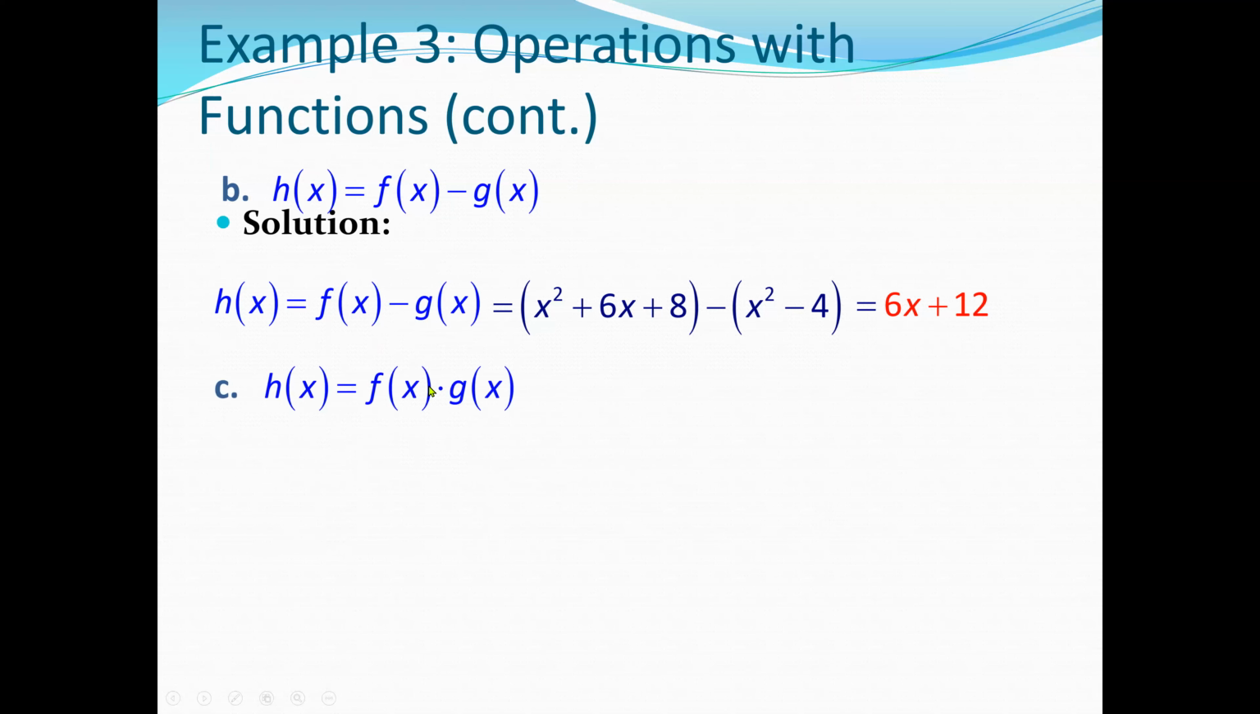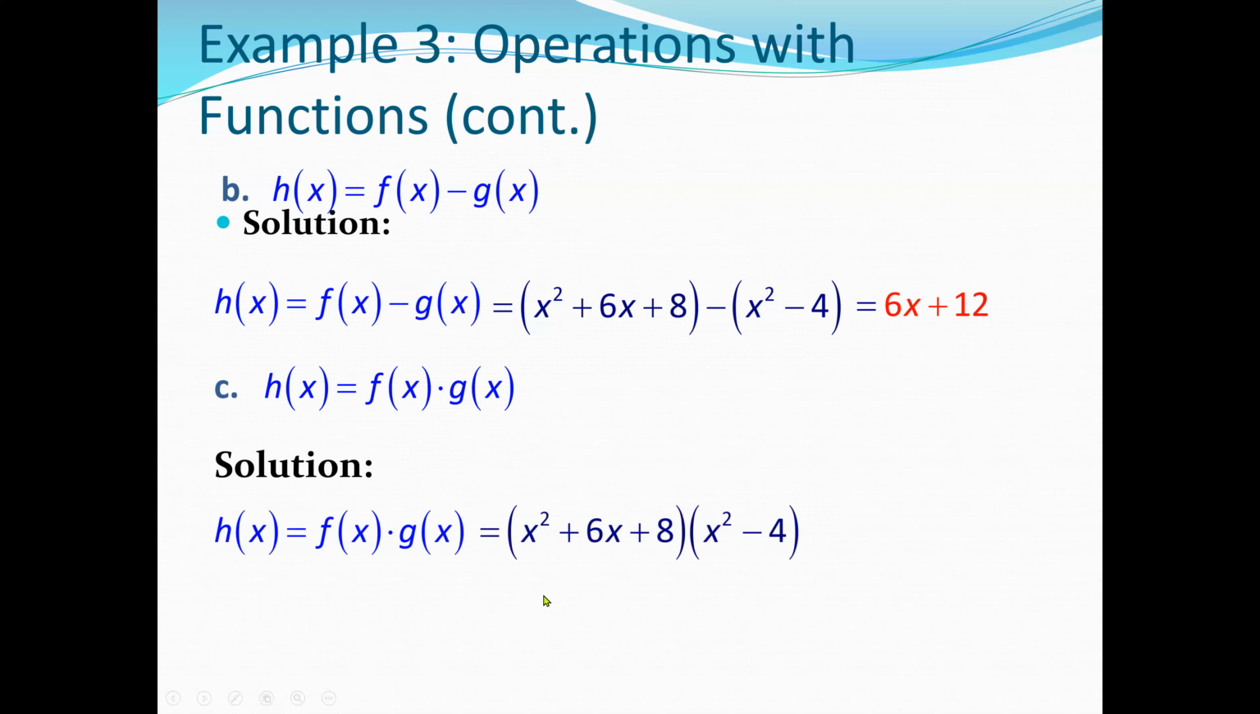We can also do multiplication. So we are going to multiply the two functions f of x and g of x. So we multiply x squared with x squared minus 4, 6x with x squared minus 4. Then we multiply 8 with x squared minus 4 also. Then we remove the parentheses.